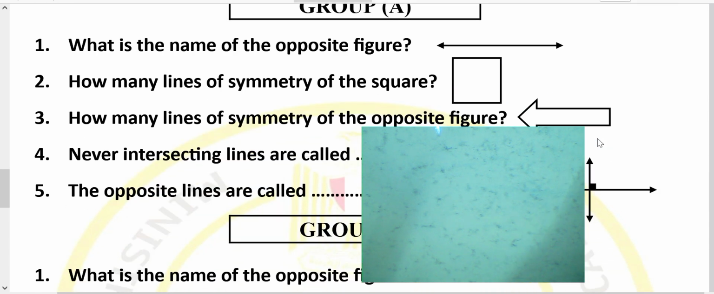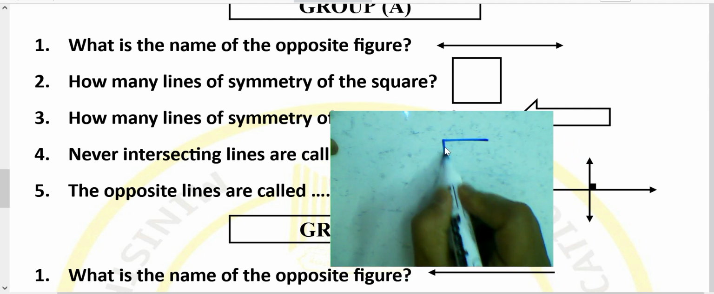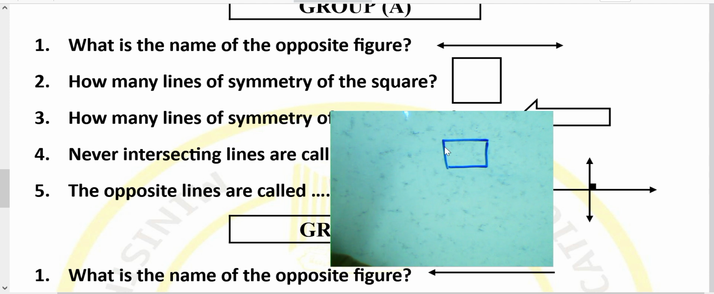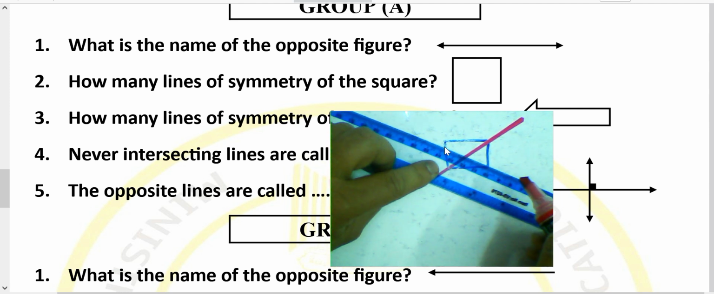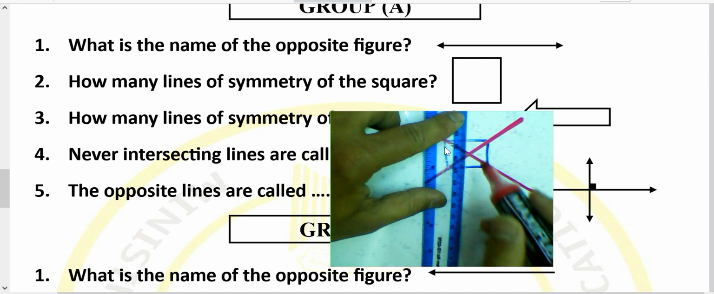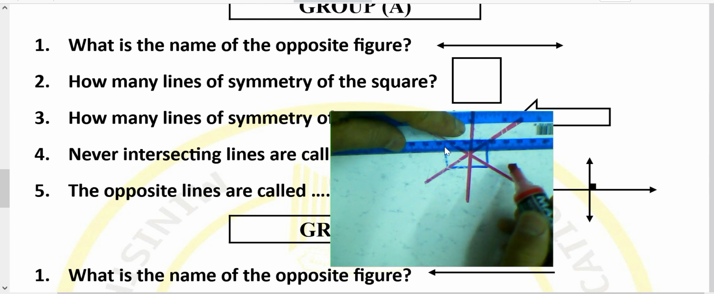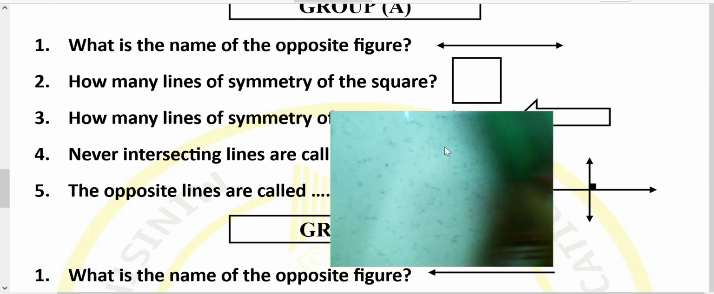This question: how many lines of symmetry does a square have? A square has 4 lines of symmetry. We can draw a square here like this and divide it into 4 parts, or you can draw 4 lines of symmetry here: 1, 2, 3 and the last one, 4. We have 4 lines, axes of symmetry.